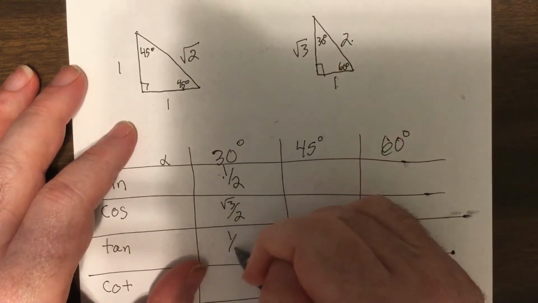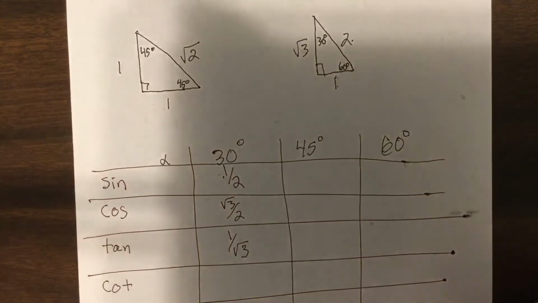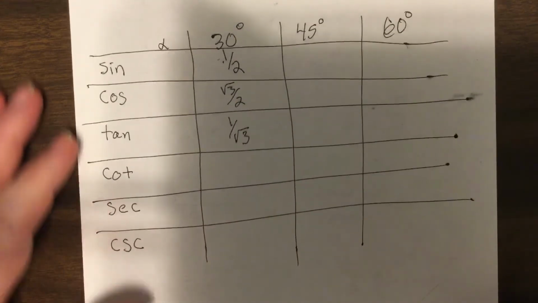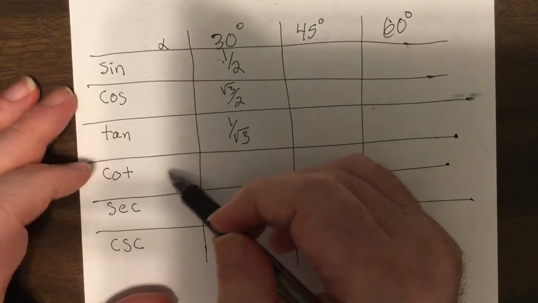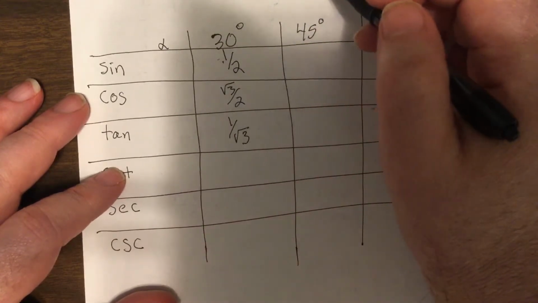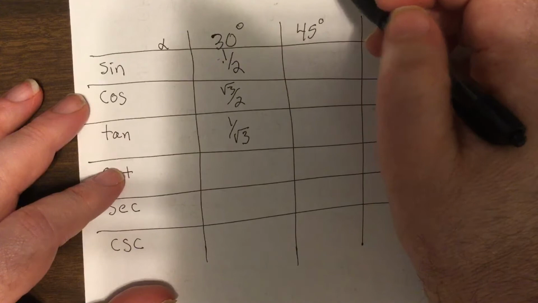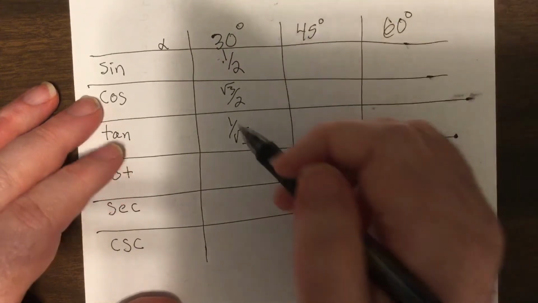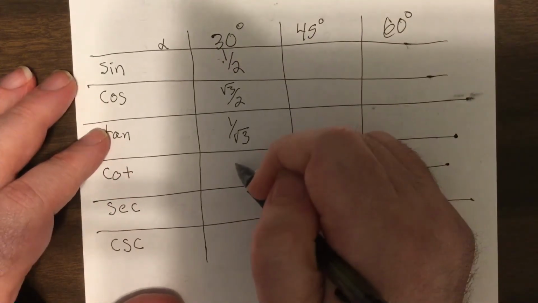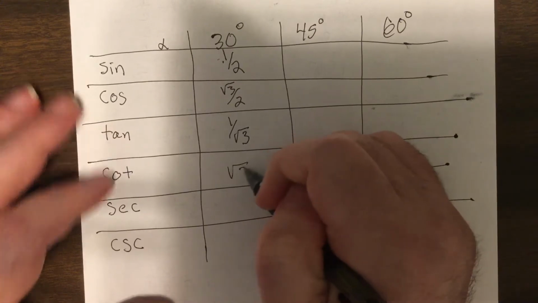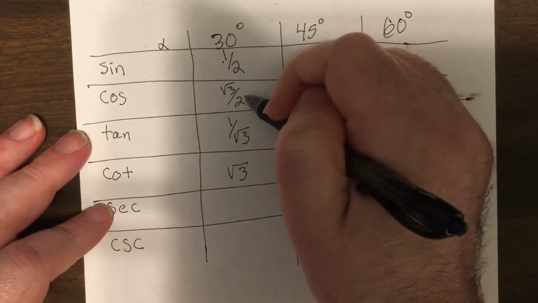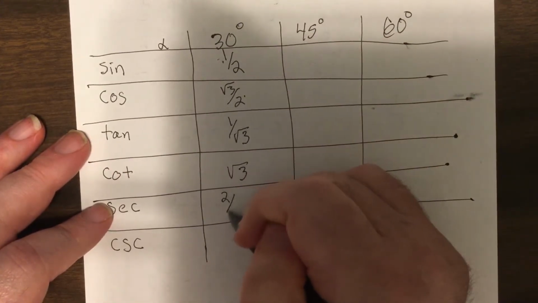Now, if you're sitting there saying, Mr. Murphy, I don't have them memorized, I don't expect you to have them memorized now, but I'm going to start giving pop quizzes soon. Now, you could go through cotangent's adjacent over opposite, or say tangent's the reciprocal, so it'd be square root of 3. Secant's the reciprocal of cosine, so it'd be 2 over square root of 3.